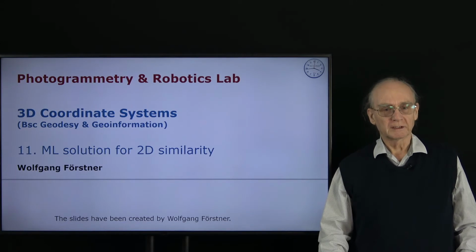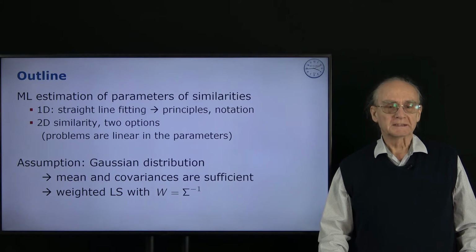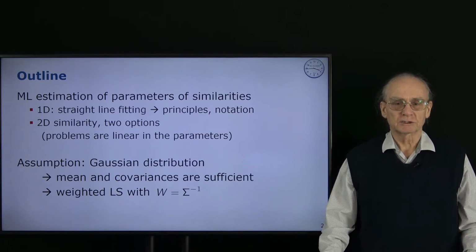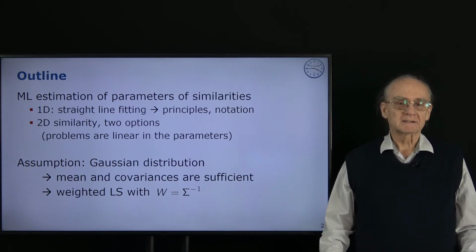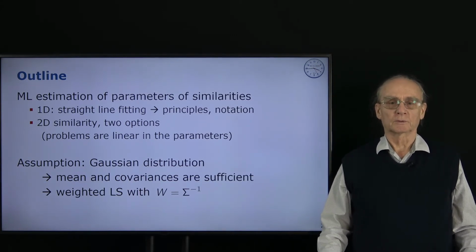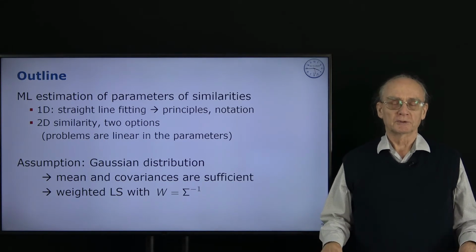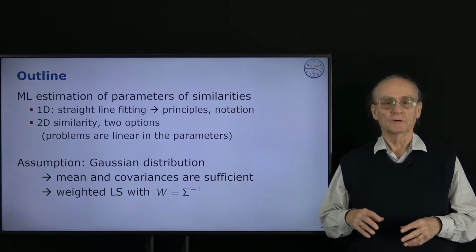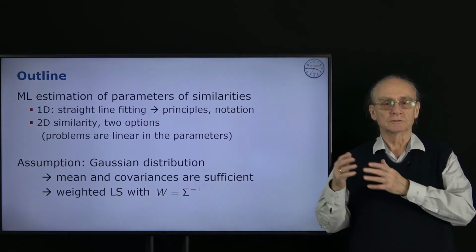Before we go to 3D, which will be the topic in the next lecture, we will have a discussion on how the estimation works in 2D, and if we go back to 1D, you all know straight line fitting from your first lectures on least squares estimation. I will repeat this in some way, so that you get acquainted with the notation and with the principles behind these estimations of similarities, which then transfer from 1D to 2D to 3D.